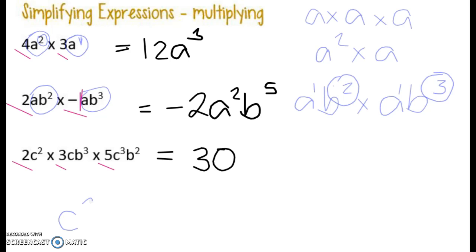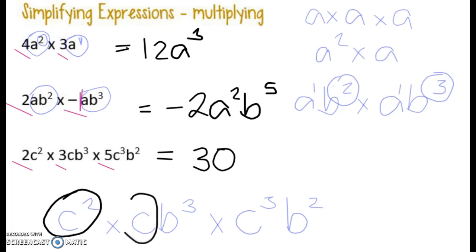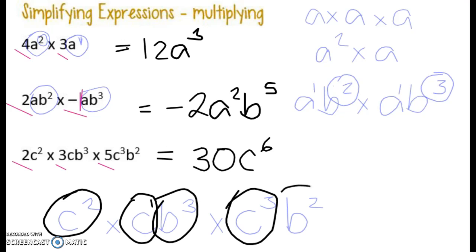So we've got c squared times c b cubed times c cubed b squared. We don't need to write the coefficients, we've already done those. So the first thing we're going to do is count out how many c's we've got. We've got 2 here, we've got 1 there, c to the power of 1, and we've got 3 there. So 2 plus 1 plus 3 is c to the power of 6. And how many b's? We've got 3 there, and we've got 2 there. So 3 plus 2 makes b to the power of 5.